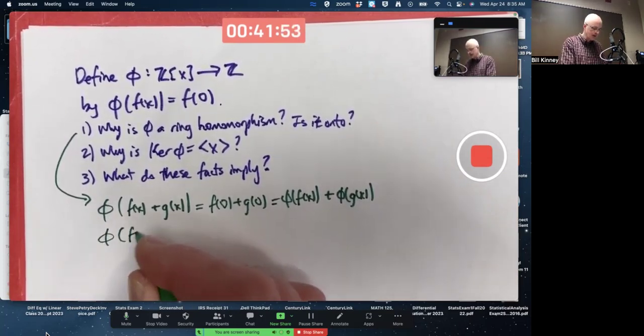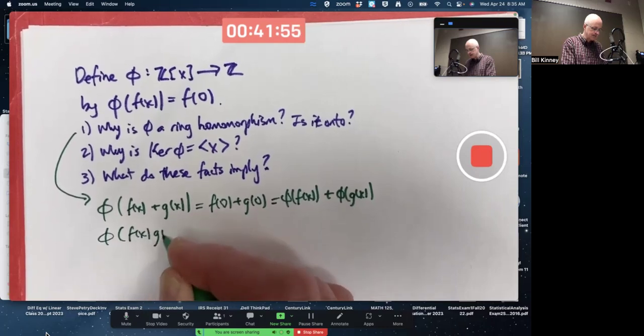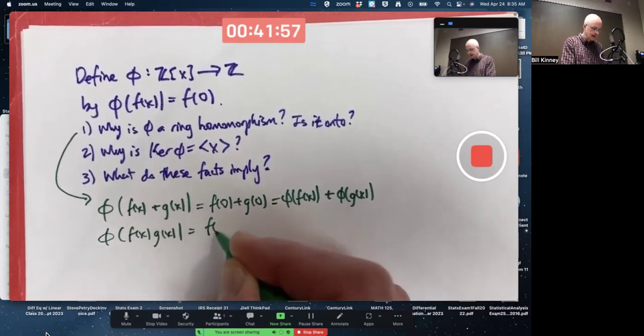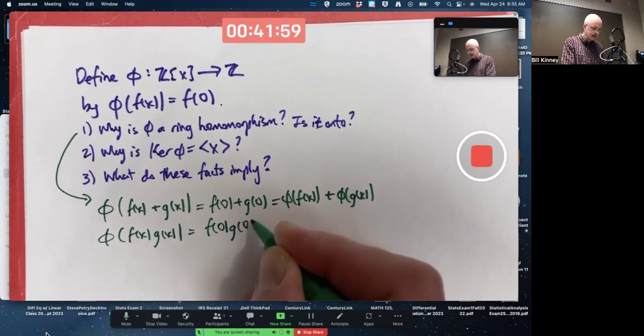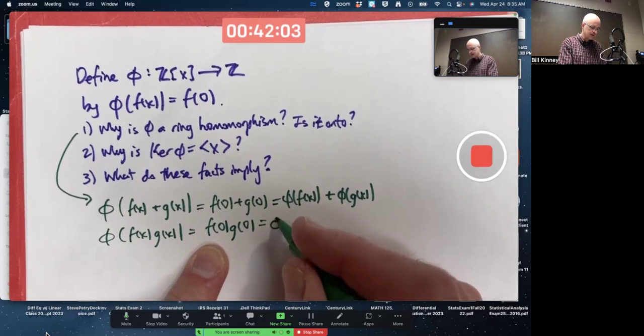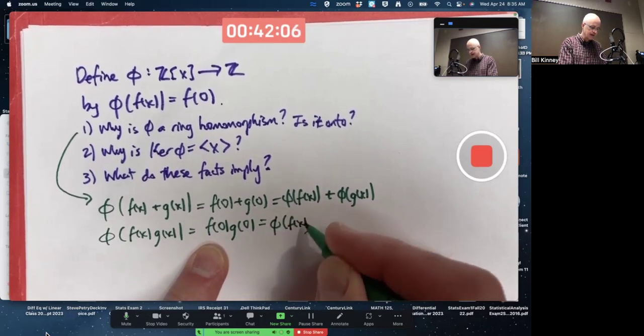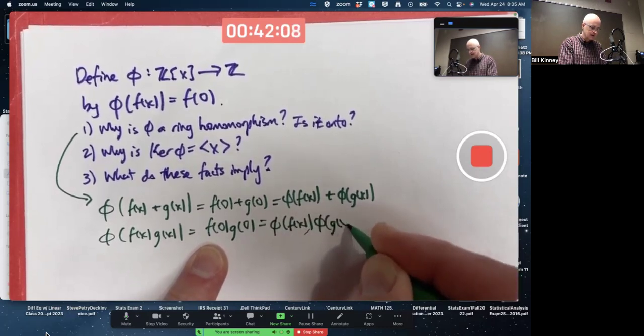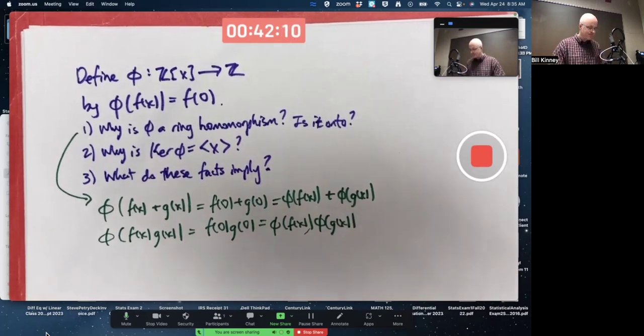It's essentially just the definition of what phi is and the definition of function addition. Similar kind of thing for multiplication of functions. We get f(0) times g(0) here, and each of those individually is an output for phi. The first one is phi of f(x). The second one is phi of g(x). So there's not much to do.